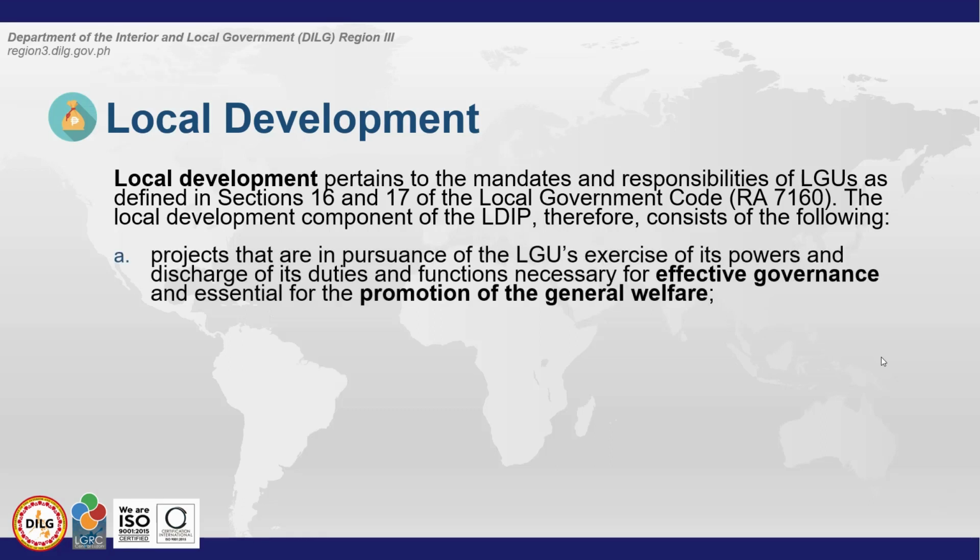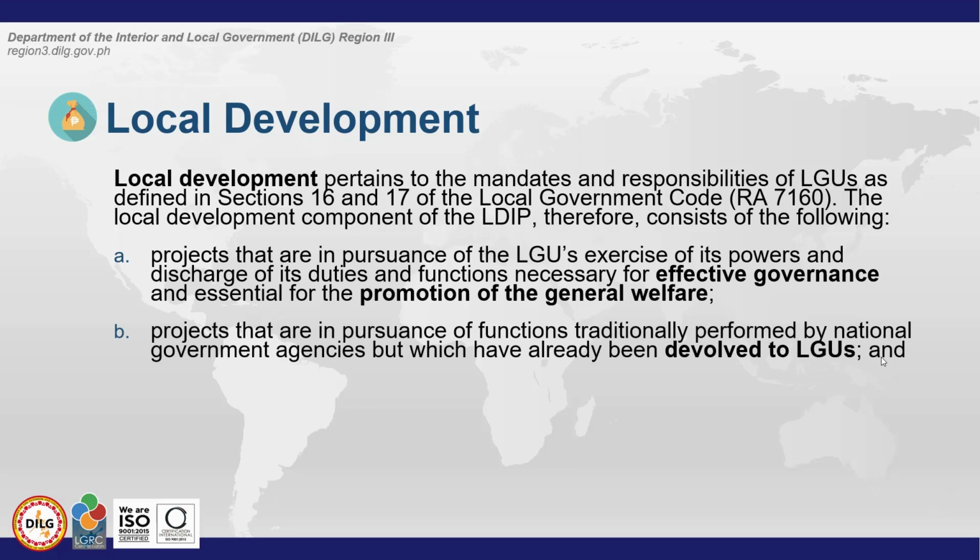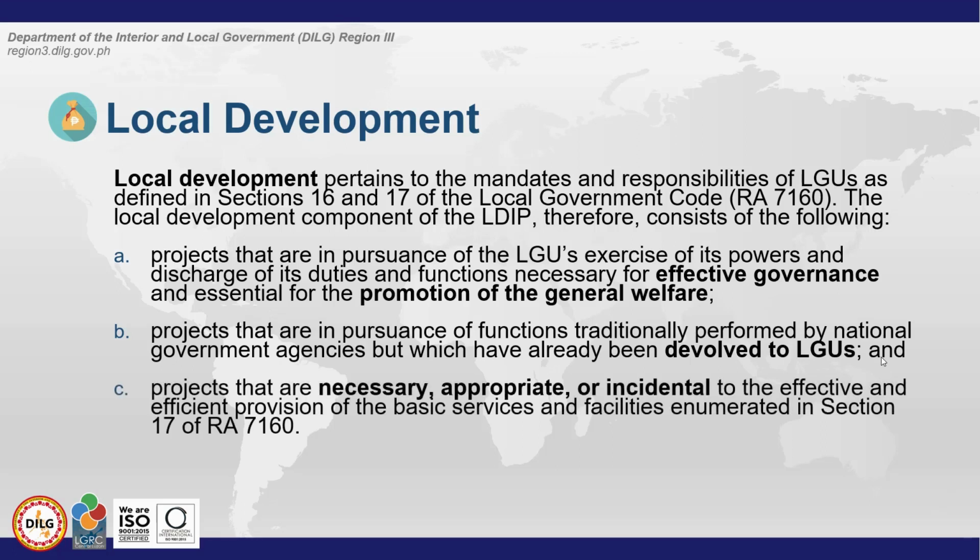Una, mga projects that are in pursuance of the LGU's exercise of its powers and discharge of its duties and functions necessary for effective governance and essential for the promotion of the general welfare. Pangalawa, projects that are in pursuance of functions that are traditionally performed by national government agencies but which have already been devolved to LGUs. And pangatlo, projects that are necessary, appropriate, or incidental to the effective and efficient provision of the basic services and facilities as enumerated in Section 17 of RA 7160.